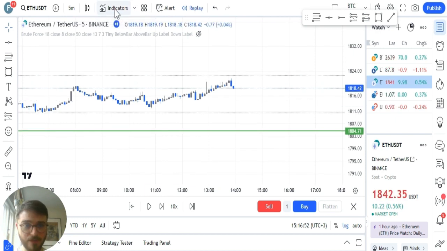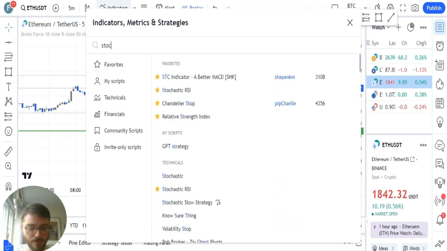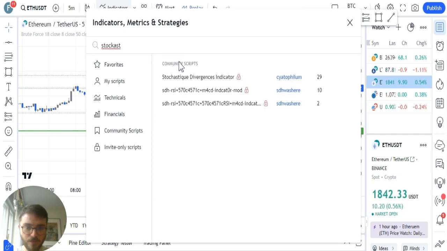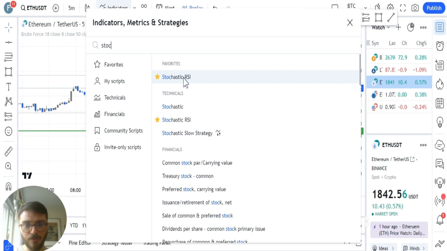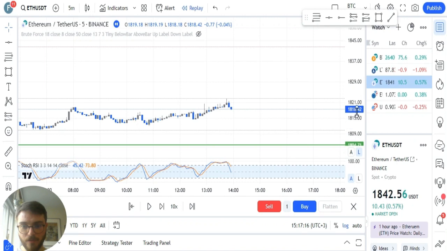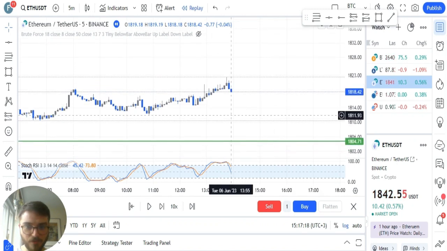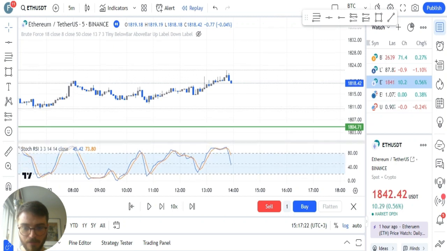I also like to add in the stochastic RSI. So to do that, you can simply type stochastic or just stock RSI in here, and this is one of the TradingView built-in. So I just added this as favorites, and you can do the same. So now here we have this beautiful stochastic RSI, and let me just make it bigger to explain.